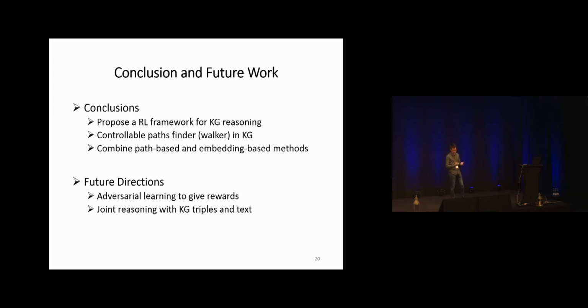Another thing is that we notice for some relations, there are actually not enough reasoning paths. So if we keep using this kind of path-based method, we will very likely fail to find the answer. So we also want to apply our work to do joint reasoning with both large graph triples and text information.